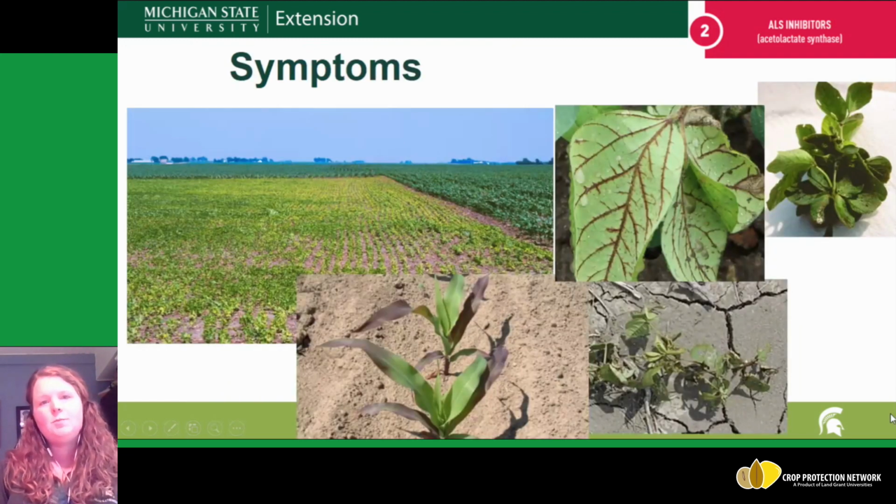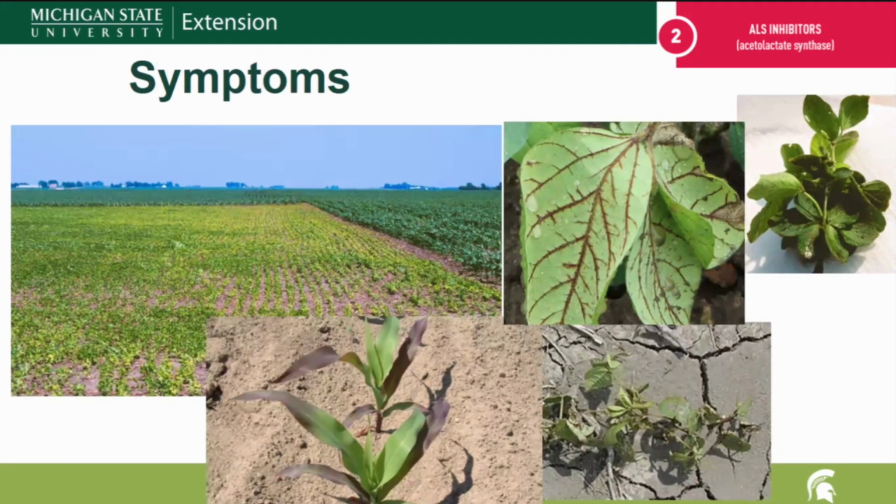Here are some more symptomology pictures. The top left is carryover, and then the purpling of both the veins and the leaves of that corn plant in the bottom part of your screen. These are common symptomologies that we would link with ALS inhibitor injury.